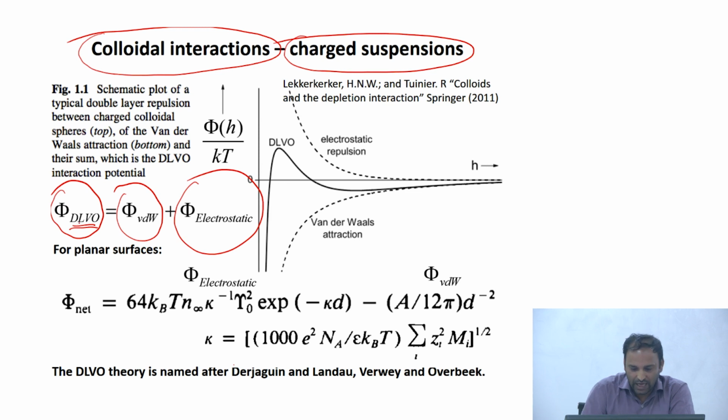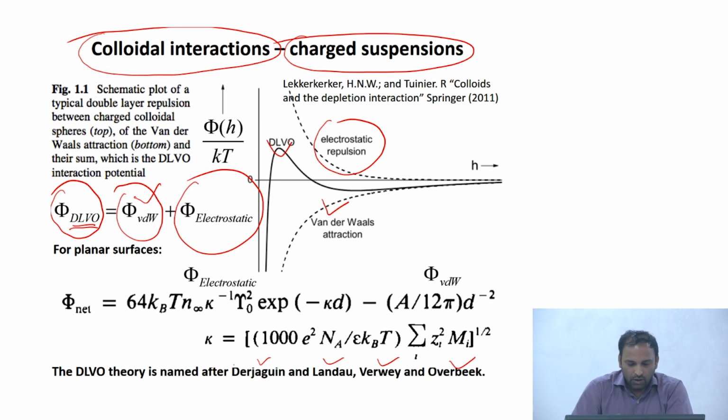DLVO stands for the names of the four scientists: Derjaguin, Landau, Verwey, and Overbeek. These are two groups of two scientists, one from Russia, one from the Netherlands, which came up with this argument. Like the Lennard-Jones potential, there's an attractive part, which is the van der Waals, the one below the 0 axis, and there's an electrostatic repulsion term. That's the total potential.